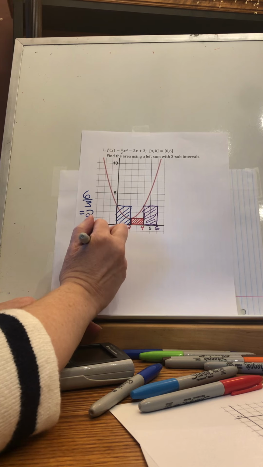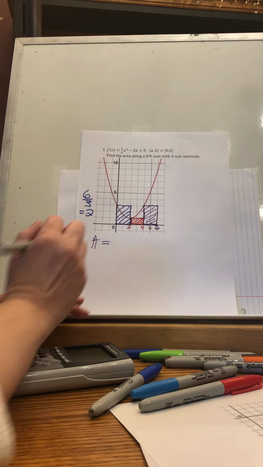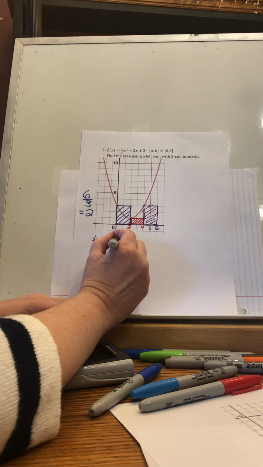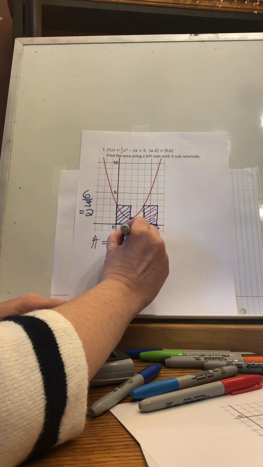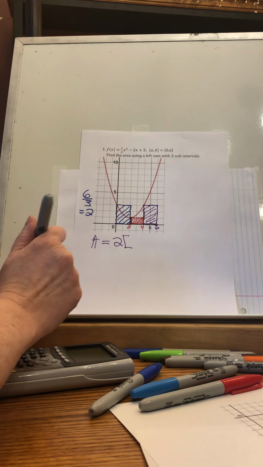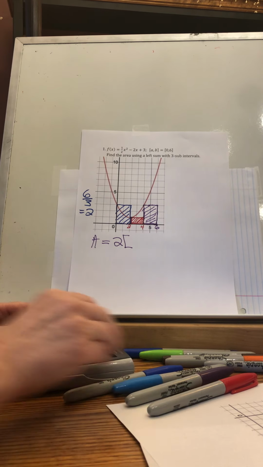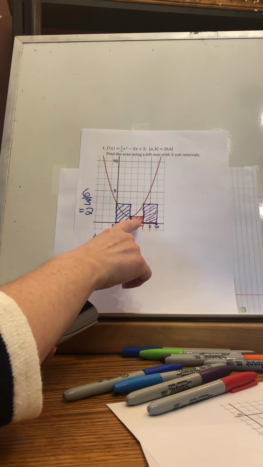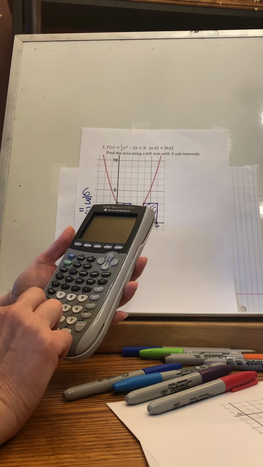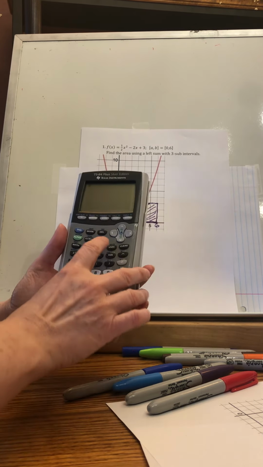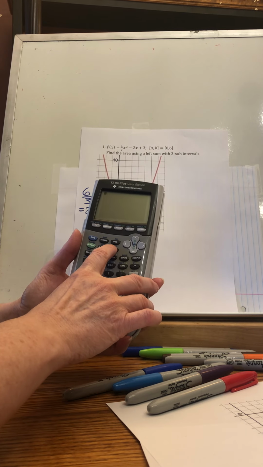What I do next is I say area equals, just like with rectangles, a base length of 2 times the heights. I have 3 different heights, and in my example, they're pretty easy heights to get, but they won't all be easy heights. We're going to use our graphing calculator to get those heights. We're going to use the stat feature on the calculator.